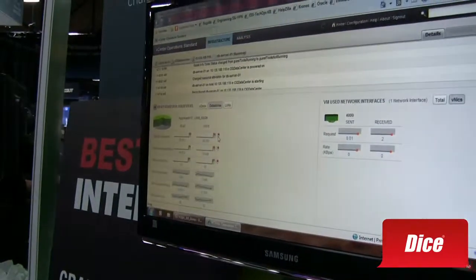We want to find the root cause of a problem. First of all, when we look at this screen, we identify a problematic VM, and then we were able to drill down and find the root cause of the problem and hand it off to the guy who's responsible for it.